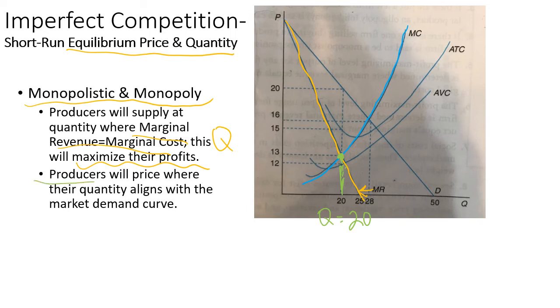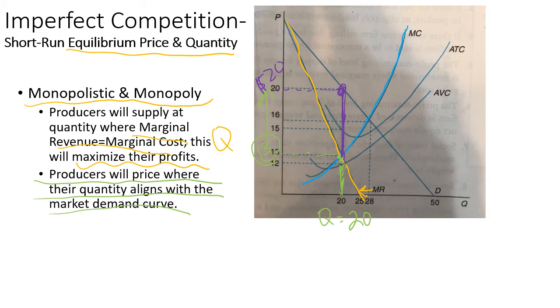Now, producers will price their product where the quantity aligns with the market demand curve. So we are not going to price our product at $13 because we can get more. If we have a quantity of 20, our market is willing to pay $20 for each of those 20 units.